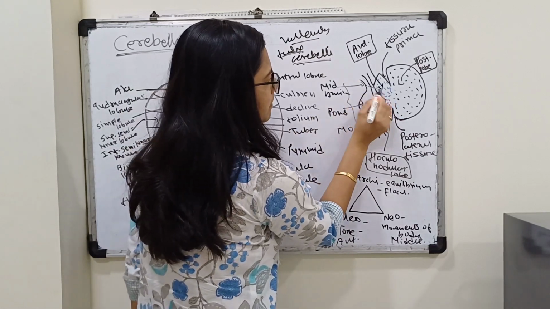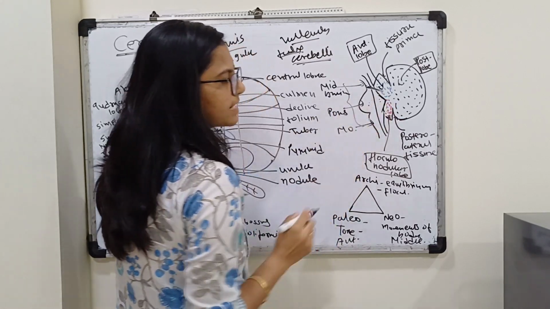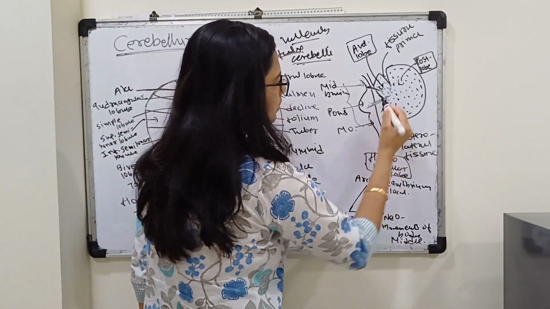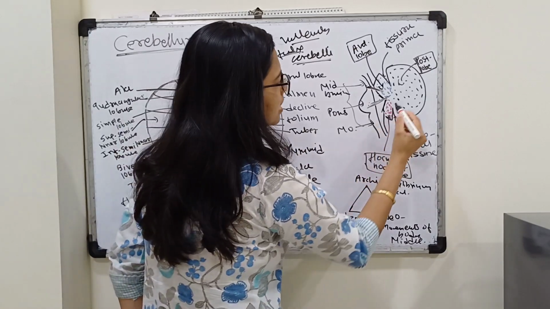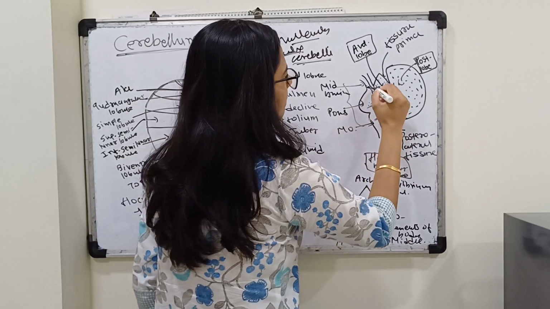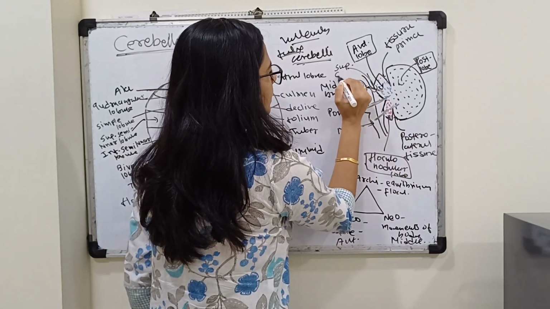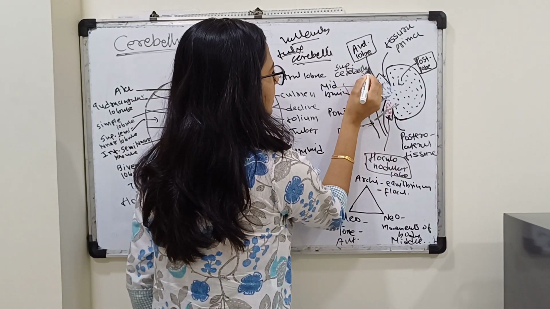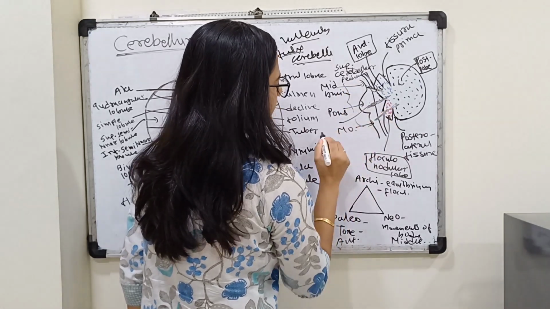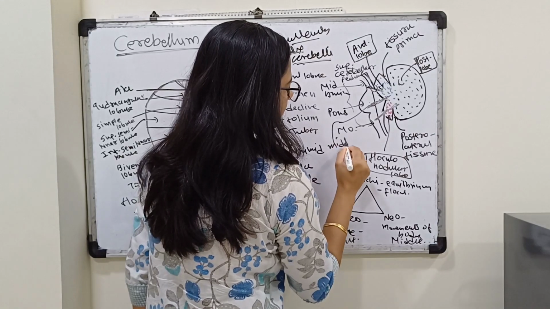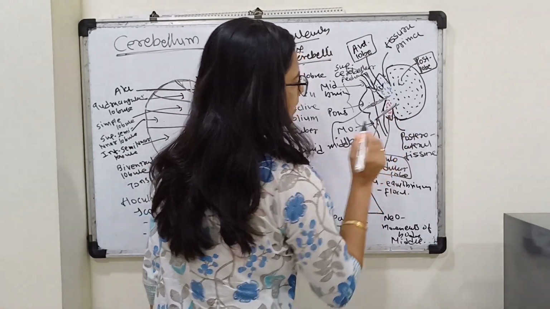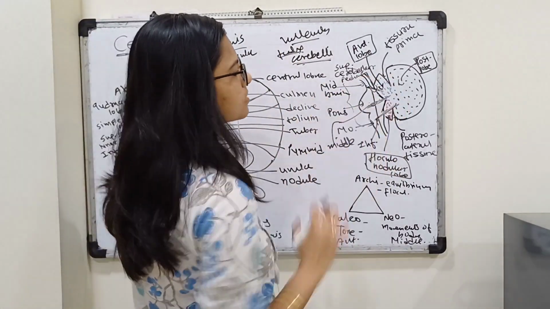Cerebellum connects with the midbrain through the superior cerebellar peduncle. Cerebellum connects with the pons through the middle cerebellar peduncle. Cerebellum connects with the medulla through the inferior cerebellar peduncle. Okay, superior cerebellar peduncle, this is the middle cerebellar peduncle, and this is the inferior cerebellar peduncle. Okay, so connections of cerebellum.